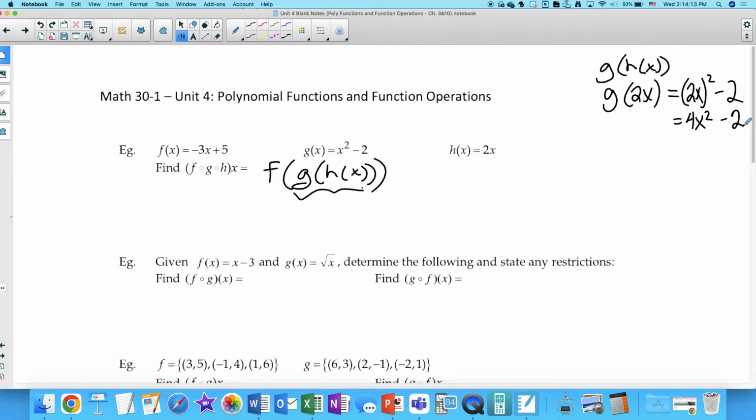Okay? Now I can take this piece. That's g of h of x. So I can replace this whole thing with 4x squared minus 2. This is f of 4x squared minus 2.